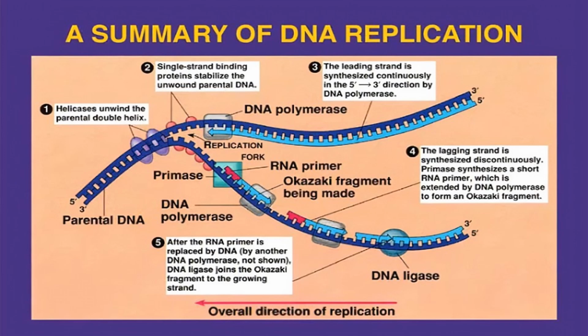After the RNA primer is replaced by DNA, ligase joins the Okazaki fragment to the growing strand, and this overall takes place in one direction, which is 5' to 3'.